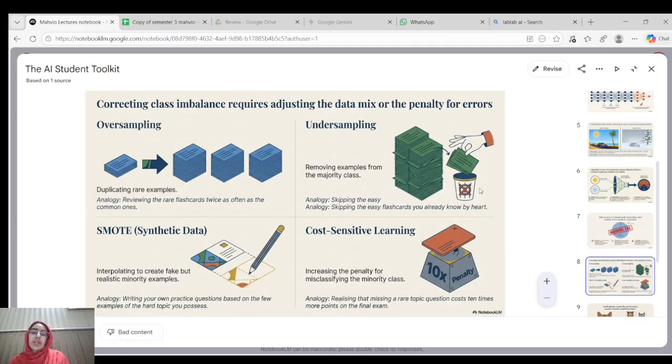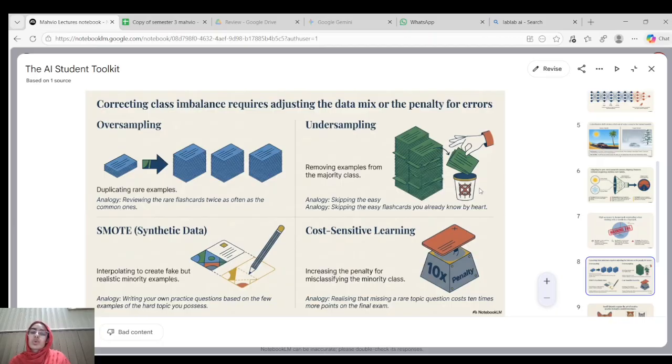To fix this imbalance, we have four main tools. First is oversampling, second is SMOTE, next is undersampling, and the fourth and last one is cost sensitive learning. These are what we discuss here. Oversampling is where we duplicate the rare examples. It's like seeing your hardest flashcards twice as often.